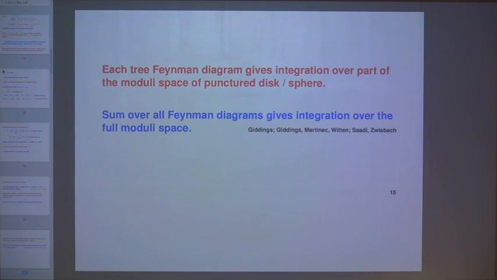So after gauge fixing, we can compute Feynman diagrams, and what one finds is that each tree Feynman diagram gives integration over part of the moduli space of punctured disk or punctured sphere, depending on whether it's open or closed strings, and when you sum over all Feynman diagrams, then you get back integration over the full moduli space. Okay, again, this is a result that goes back to the early days of string field theory.